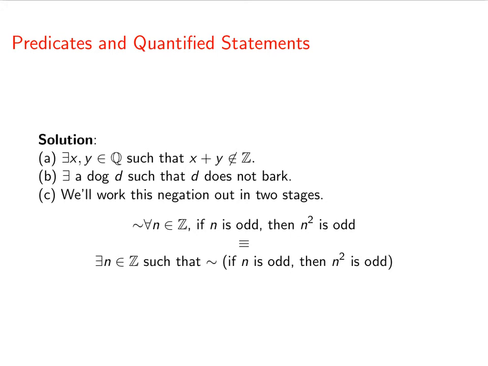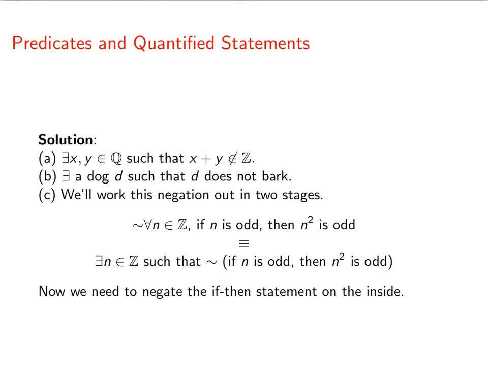So first of all, in order to negate a for all, remember, the for all turns into a there exists. And then we have to put the negation on the inside. So the statement, if n is odd, then n squared is odd, gets negated. And then in the second stage, we're going to work out how to do this negation down here. So that's what we're going to do next.